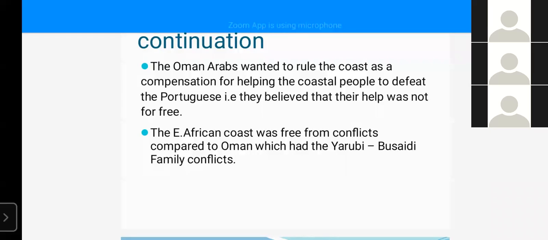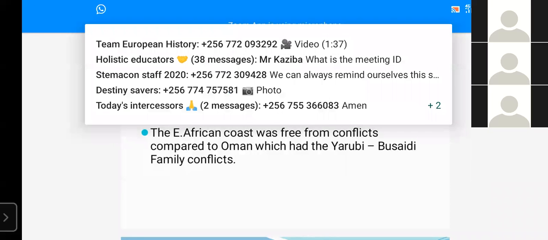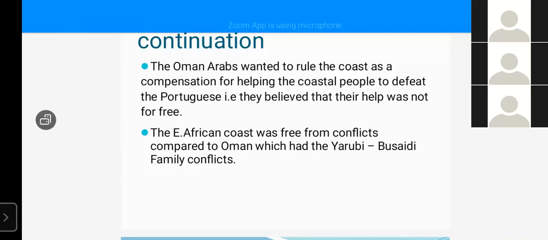Why else did this happen, that they were interested in controlling the East African coast? It is because the East African coast was free from conflicts. And as we handle the conflicts here, we stretch back to the two families that had conflicted over leadership, when the Busaidi overthrew the Yarobi in Oman. So they felt it is better to come to the East African coast because of the environment that proved to be suitable, with the absence of conflict that was back home.